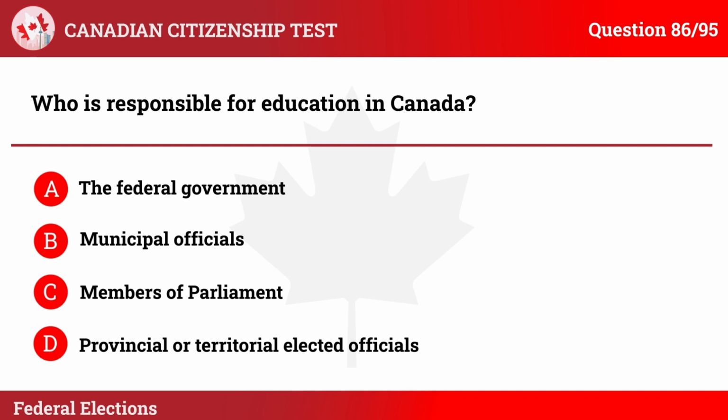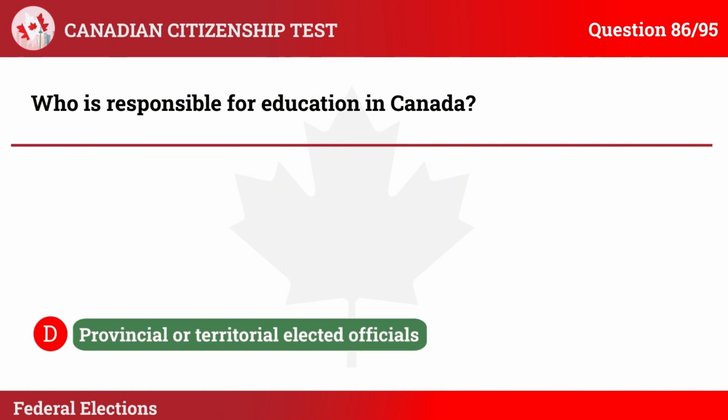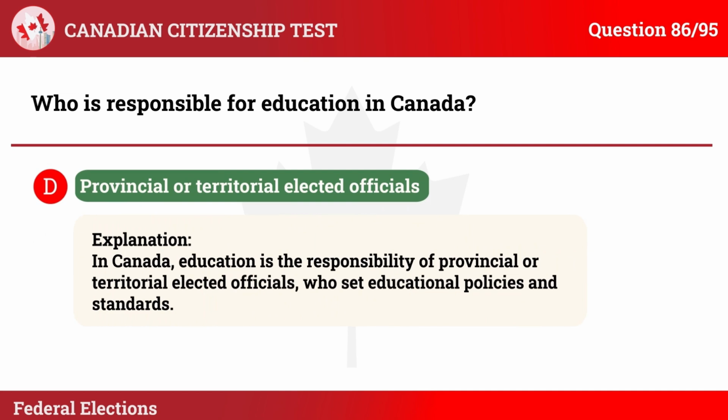The correct answer is D. Provincial or territorial elected officials. Explanation: in Canada, education is the responsibility of provincial or territorial elected officials, who set educational policies and standards.